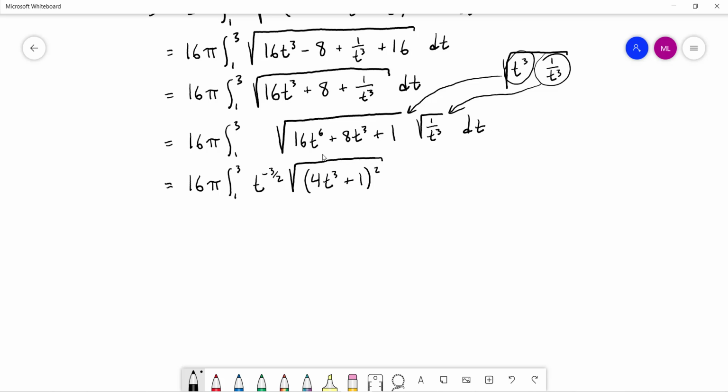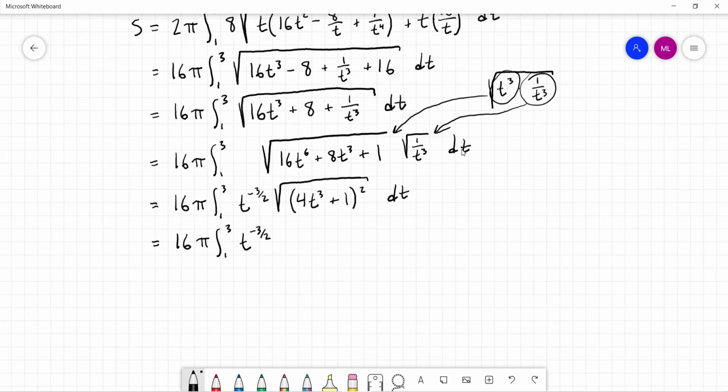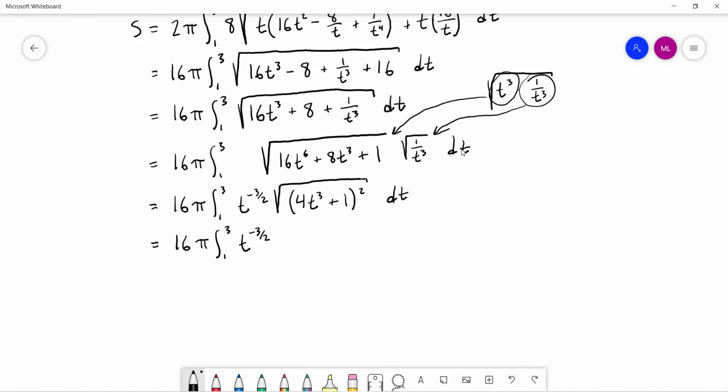So now I've got a square root and a square, and we can kill that piece off, basically. And we will wind up with my 16 pi integral from 1 to 3 of t to the negative 3/2 times, the square root and the square cancel, and we just get 4t cubed plus 1 dt.